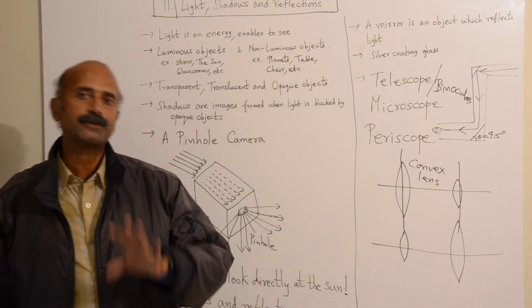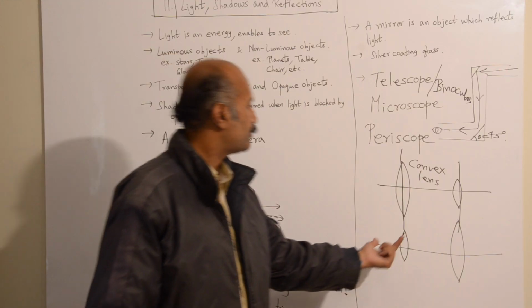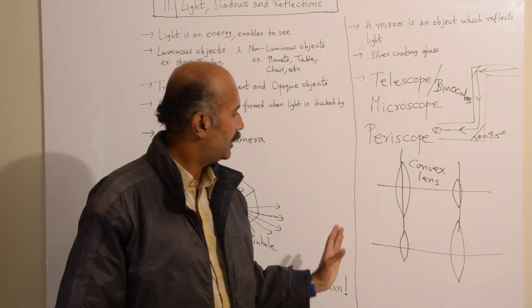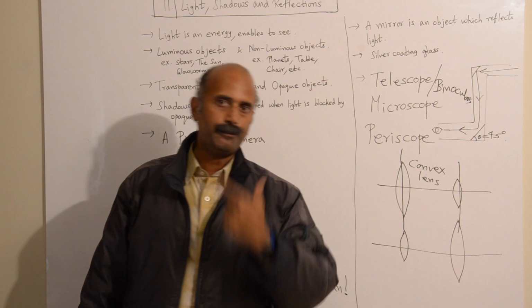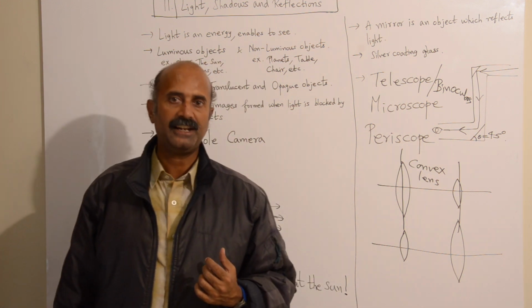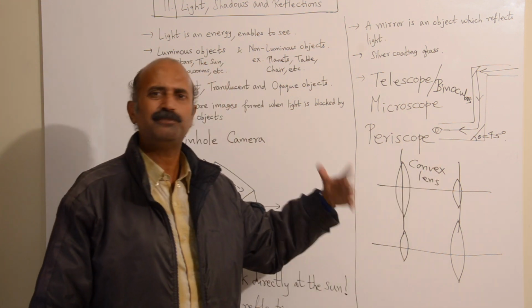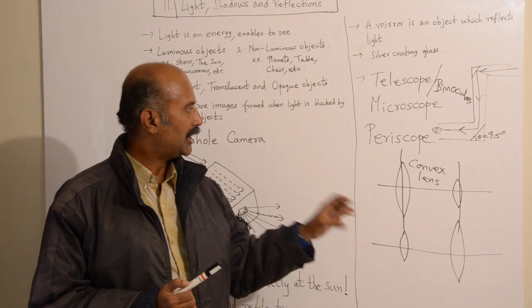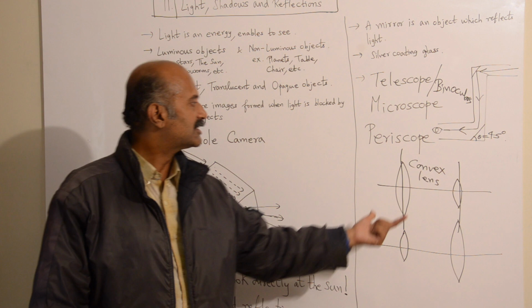Even a microscope is made up of two convex lenses, but the smaller convex lens is placed in front and the larger convex lens is placed at the eyepiece so that you can see it clearly. The size of the convex lens, be it a telescope or microscope, depends on the requirement. Based on the requirement and the magnification, the lens size can be modified.